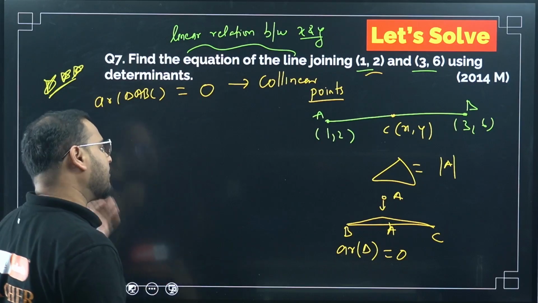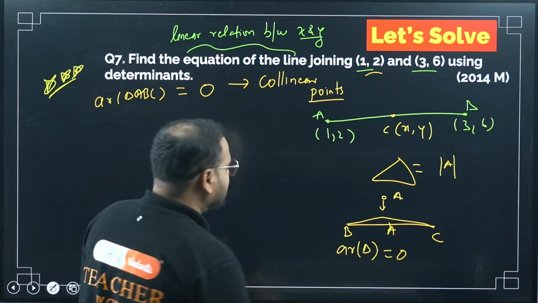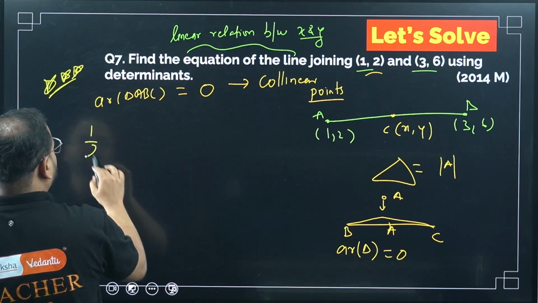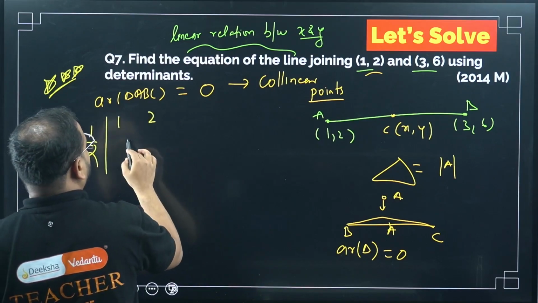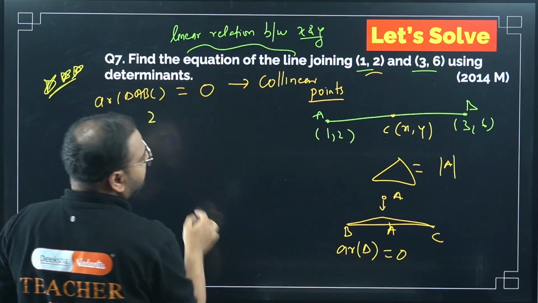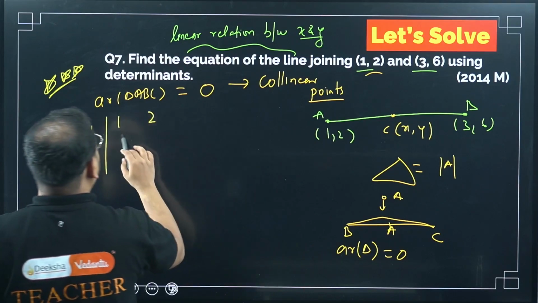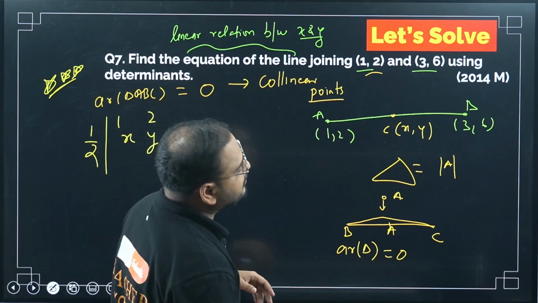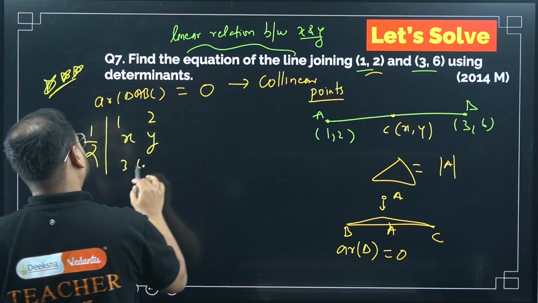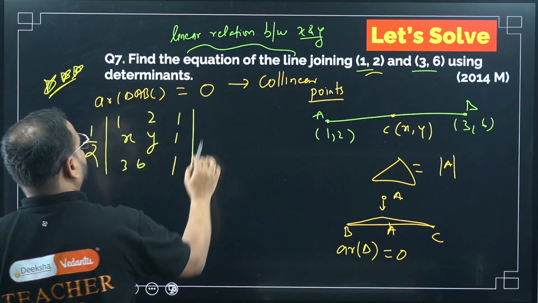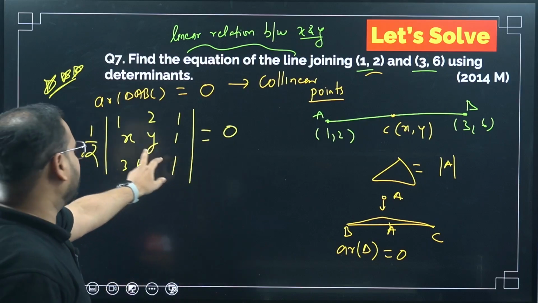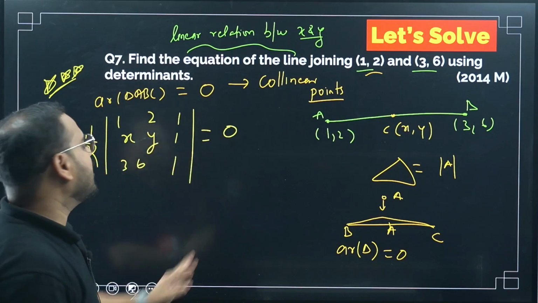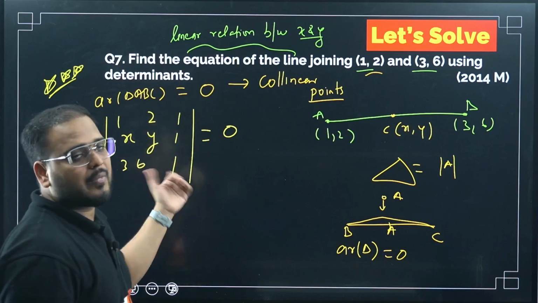And how do we find the area of a triangle? By using a determinant. Let's see how. So 1 by 2, my coordinates are (1, 2), next is (x, y), next is (3, 6), and the others are 1, 1, 1, equal to 0. So if I find the value of this determinant, I can get a relation in x and y, and that will give me the answer for my question.